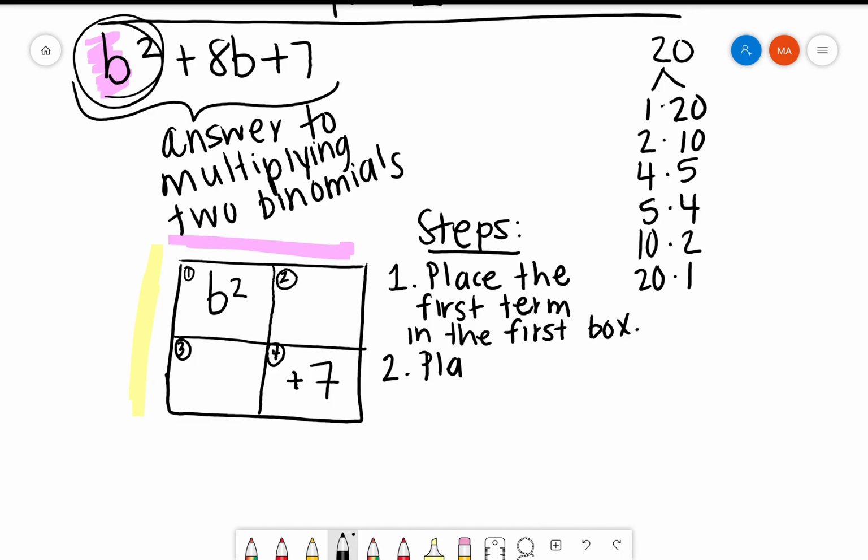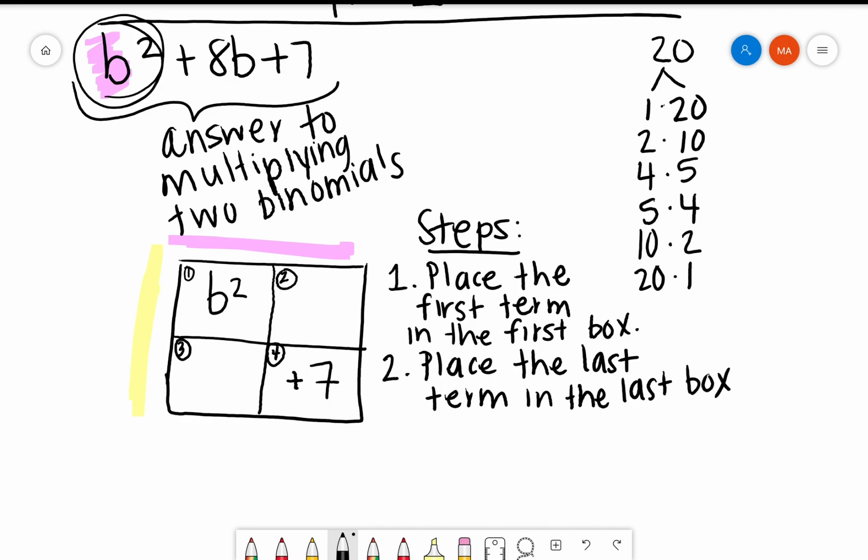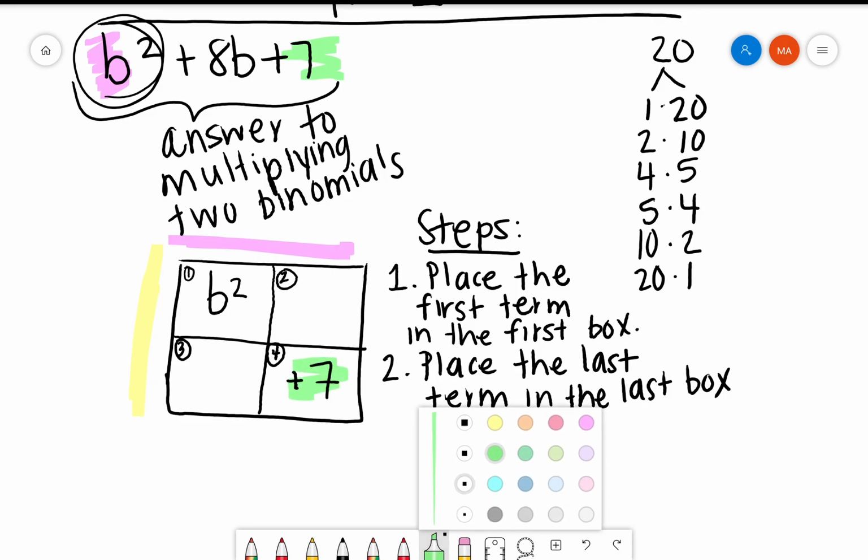All right, so you place the first term in the first box, and then step number 2, place the last term in the last box. So first one in the first one, last one, meaning let me pick a different color here. It's going to go in the last box. Let me go ahead and do this one here. That way you know I got it from there. Maybe I should change a different color on that first one. Sorry, I went ahead and marked it pink right there.